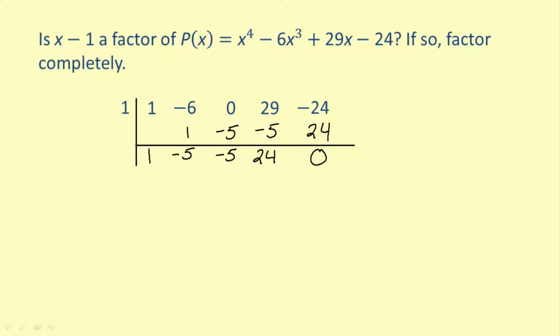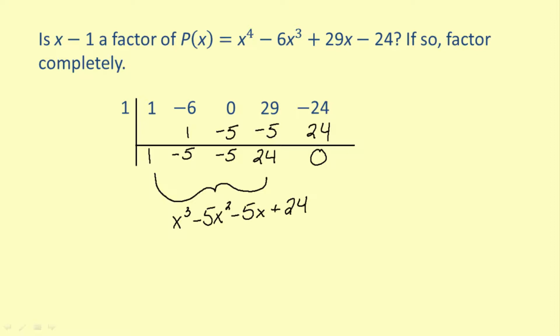Next, to factor the polynomial function completely, we can use our work from the synthetic division process to find the other factor of the original polynomial function. 1, negative 5, 0, and 24 are not needed; rather, the coefficients 1, negative 5, negative 5, and 24 are for the other factor, also in degree descending order, starting at a degree 1 less than the highest degree of the original polynomial function. Thus, x cubed minus 5x squared minus 5x plus 24 is a factor.